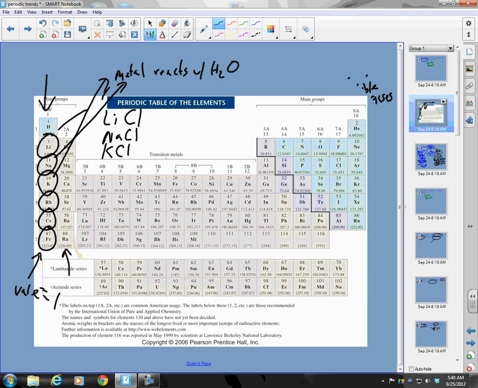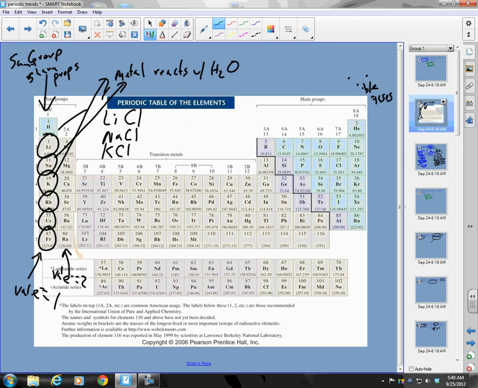Things here in my second group, my alkaline earth metals, they'll all react similarly, and the reason really why is because they have two valence electrons. And we'll get into the idea of valence electrons later. But the point being, if elements are in the same group, they're going to share properties. Okay, specifically, they will react in similar ways.